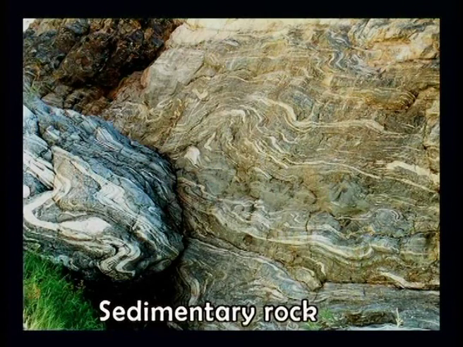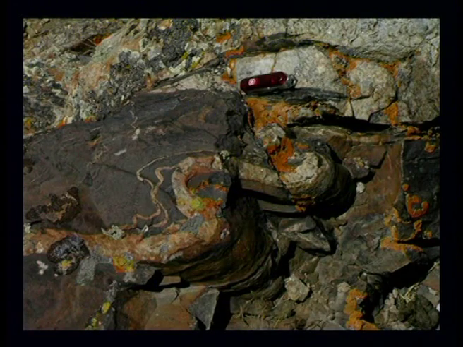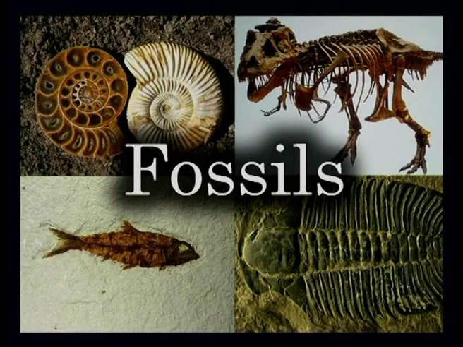They are found to have been traversed by intrusive igneous bodies of acidic to ultra-basic composition. In some regions, the Archeans are made up of only sedimentary and metamorphites or a mixture of para and orthoschists. Such rocks are commonly described in India as the Dharwarian rocks. The rocks belonging to the Archean groups are characteristically devoid of fossils.